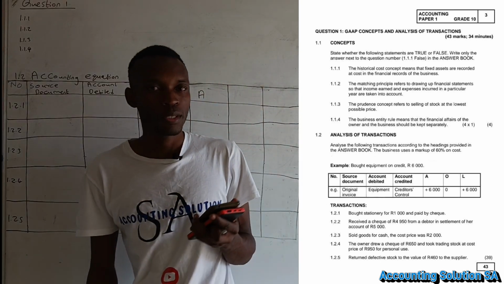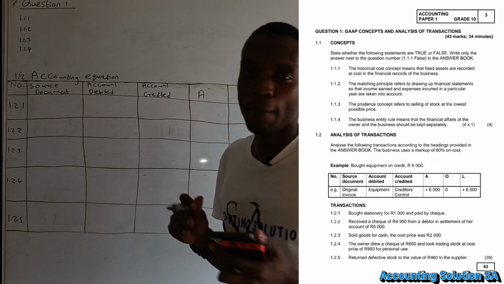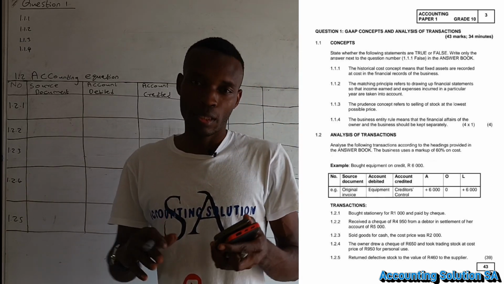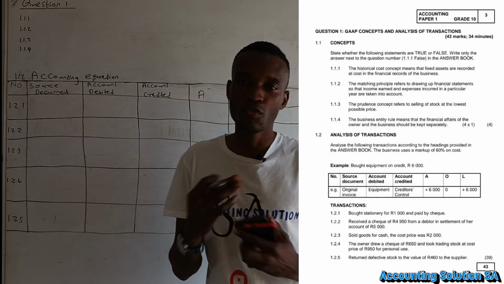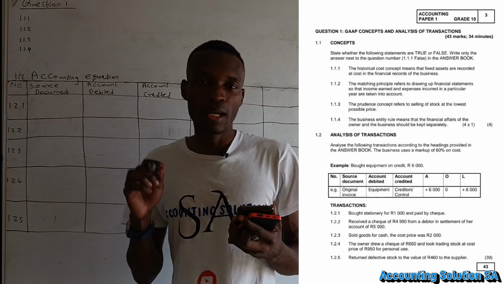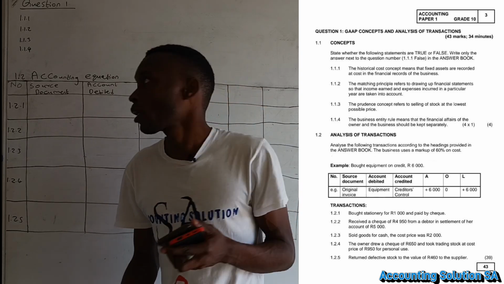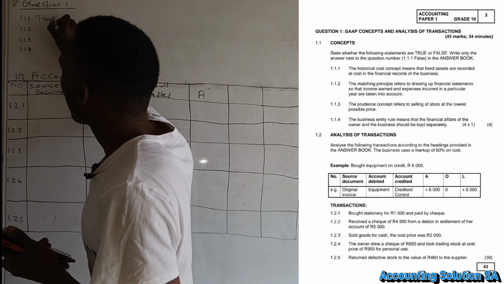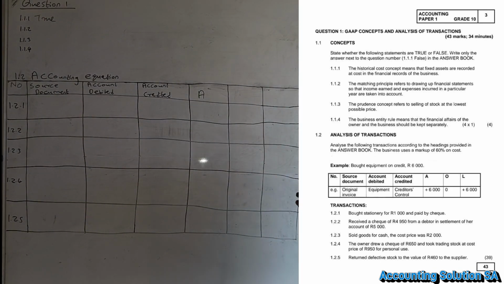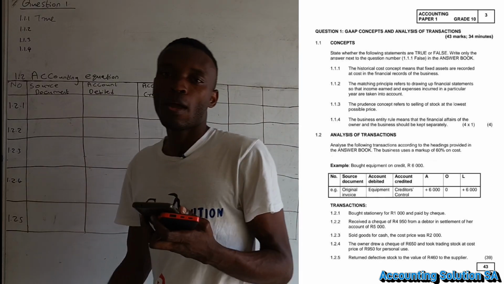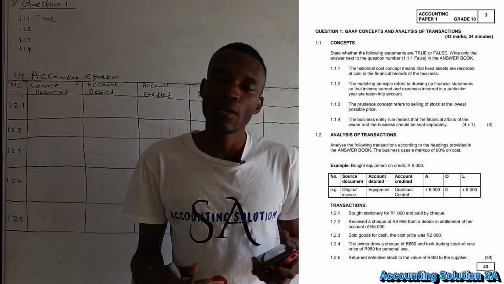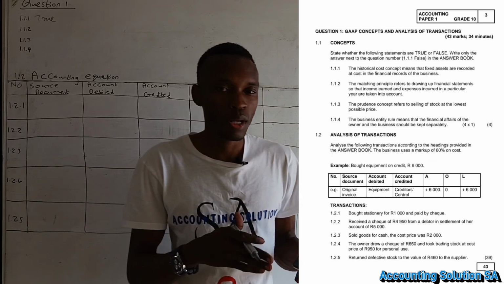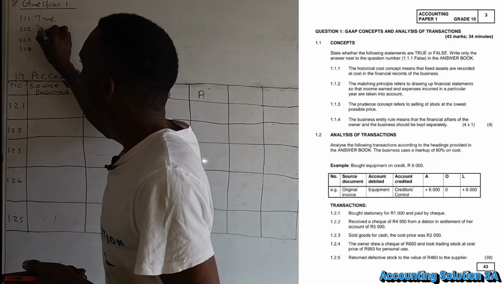Okay, what do you think? This is true, guys. When we record our assets, we have to make sure that we use the historical cost. We have to make sure that the cost price under fixed assets, we show it each and every year as it is. All right, so number 1.1, without wasting time, it's going to be true. Okay, then 1.2, the matching principle refers to drawing up financial statements so that income earned and expenses incurred in a particular year are taken into account. Yes, it's true. The matching concept says that we have to make sure that we record income and expenses in the correct accounting year. Okay, it's going to be true.